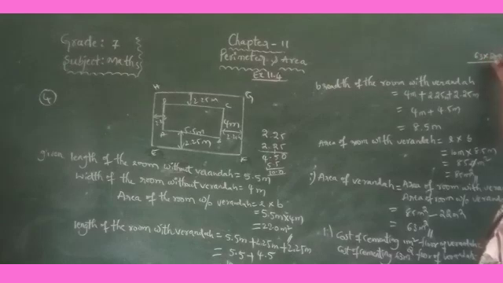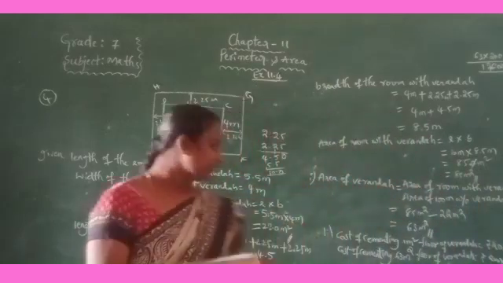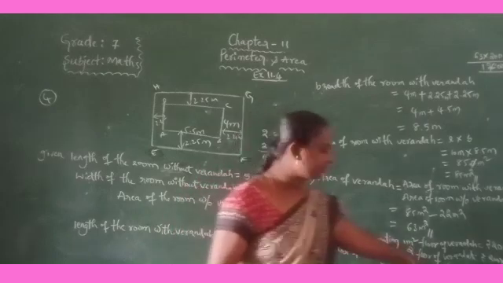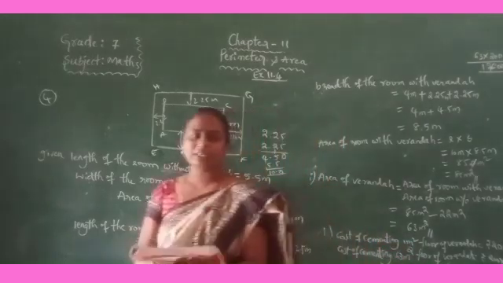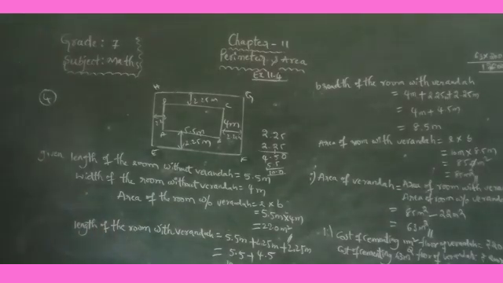So 2 3s are 6, 2 2s are 4... 12. Then how much cost? 12,600 rupees. How much cost will it take for 63 meters square? 12,600 rupees. So finally you write, thus the cost of cementing 63 meters square floor of the veranda is 12,600 rupees. Copy that.